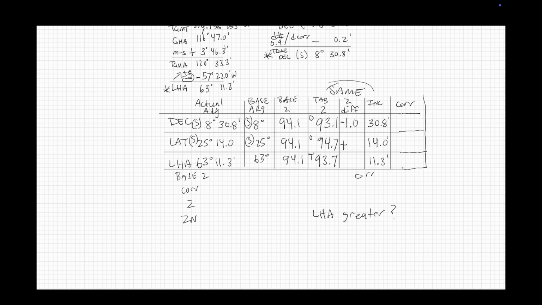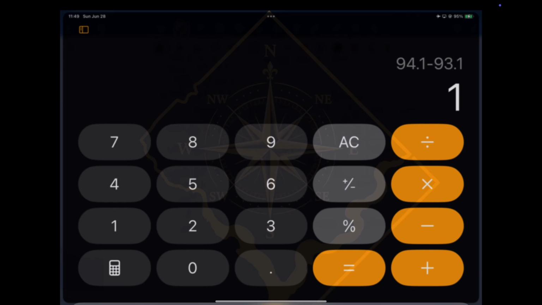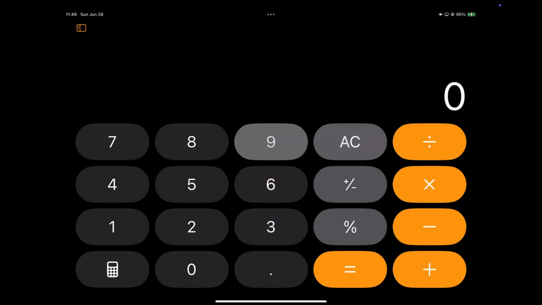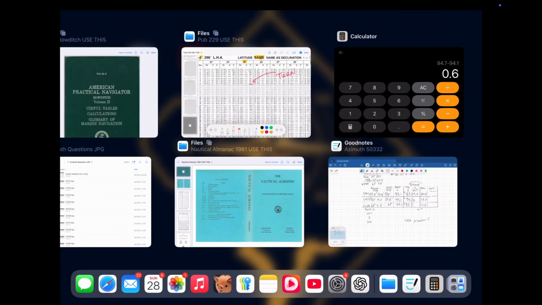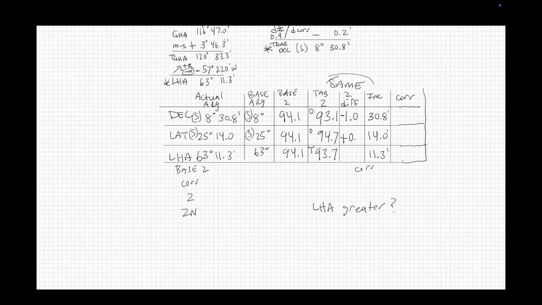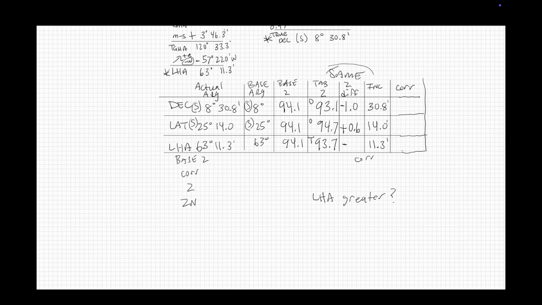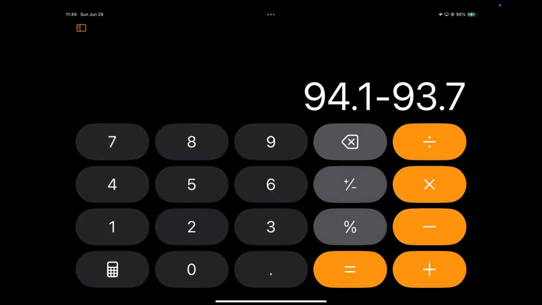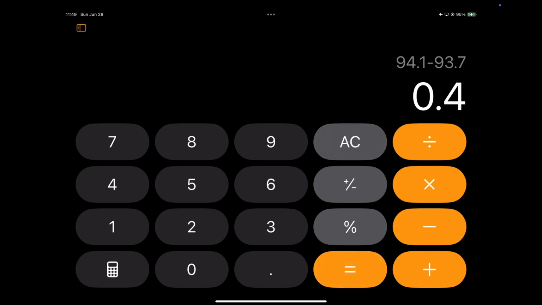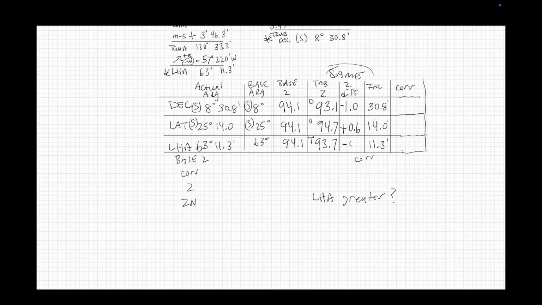All right, so 94.7 minus 94.1. 0.6. And then 93.7 is smaller, so I'm going to put this minus here. 94.1 minus 93.7. 0.4. Okay.